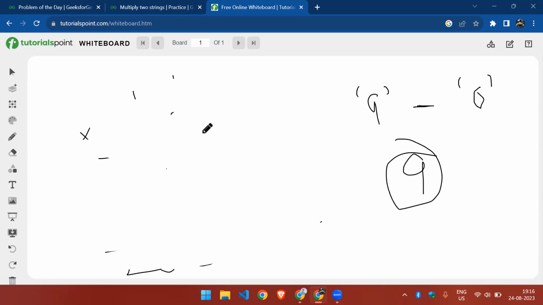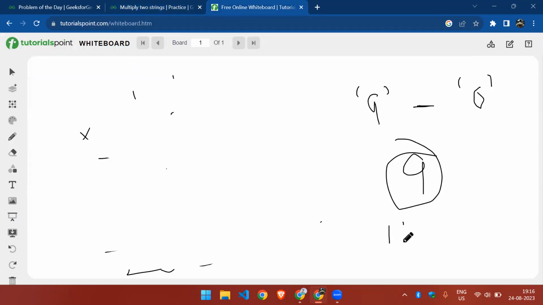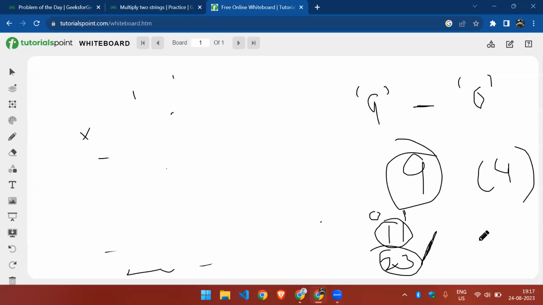So we have answer of, suppose, let me write down 23. This is 0th index and this is first index. All right. And our answer vector would be of size sum of both of these strings. So we have the answer vector size as 2 plus 2, 4. Our answer vector, which will store the result, will have the size 4.